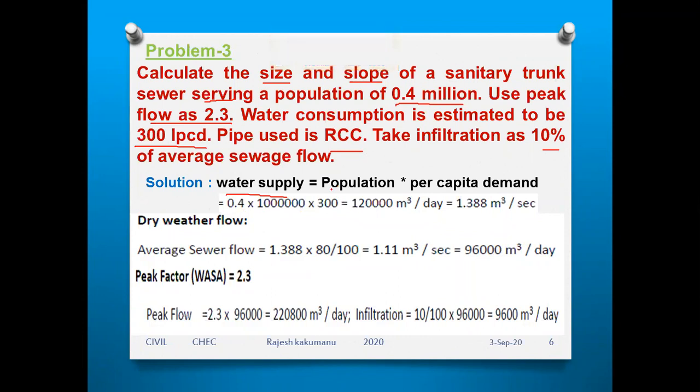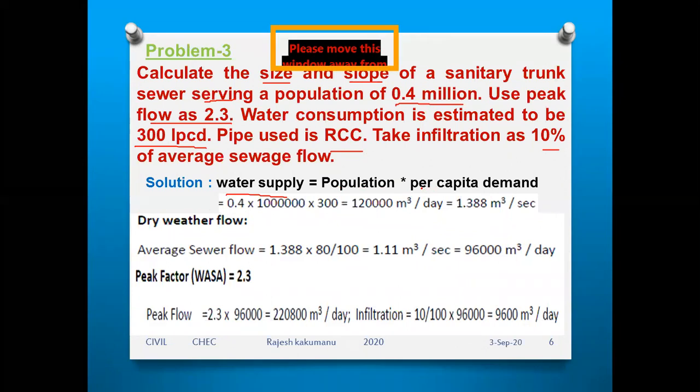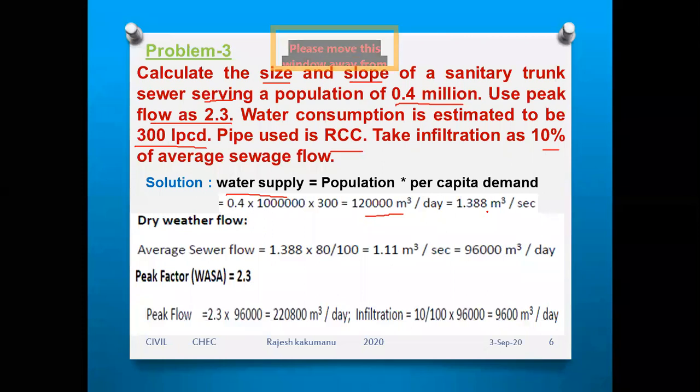So what is the population here? The population is 0.4 into 10 lakhs, into what is the LPCD? Liters per capita demand is 300. So 0.4 into 10,00,000 into 300 is equal to 1,20,000 meter cube per day. On conversion, you get 1.388 meter cube per second.